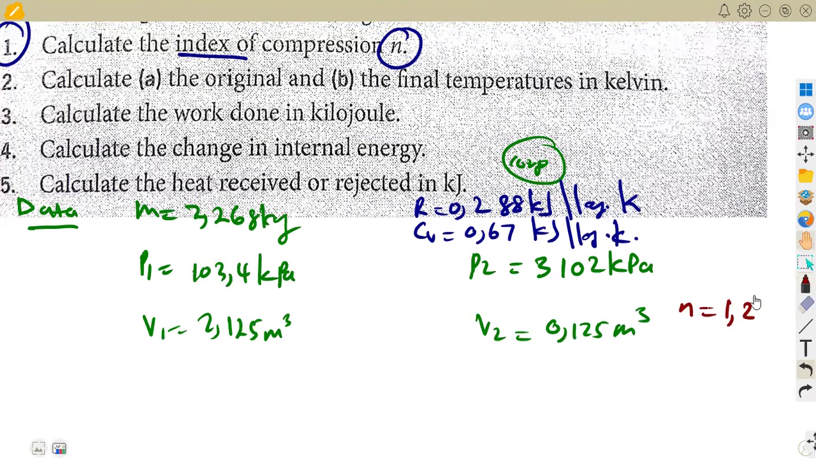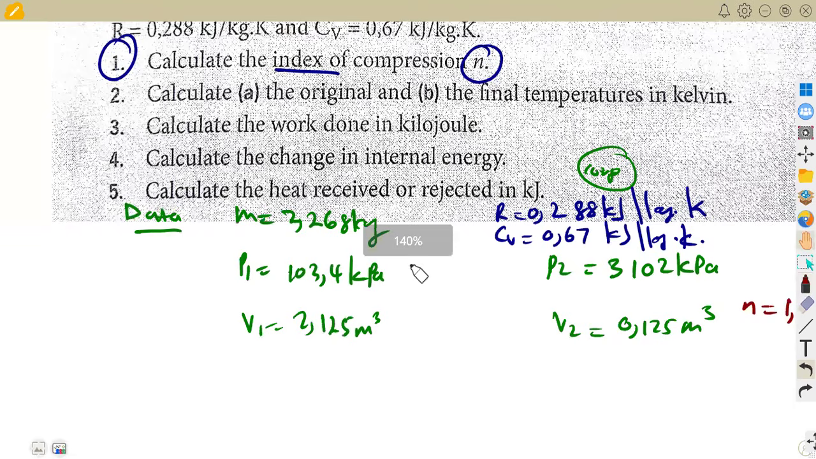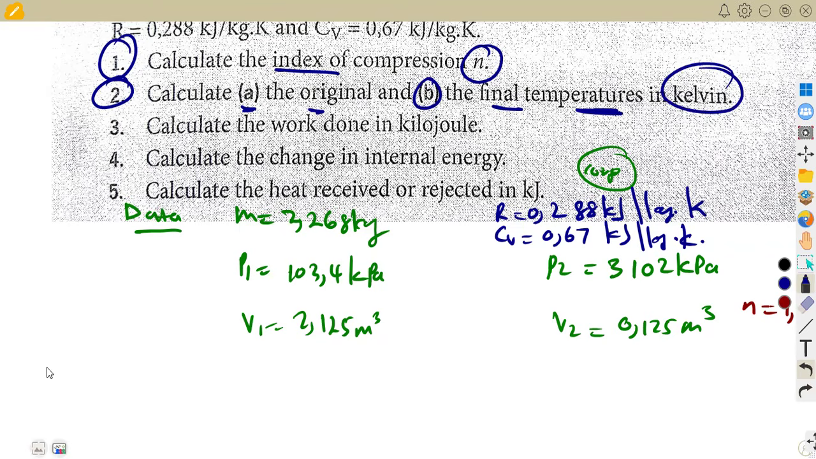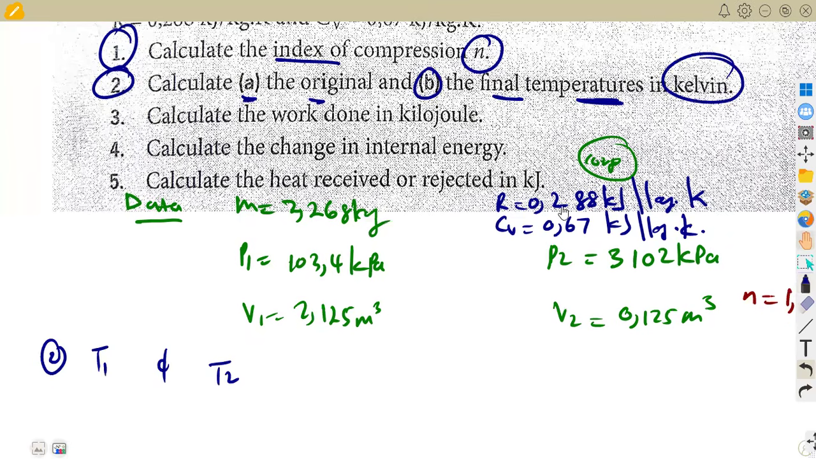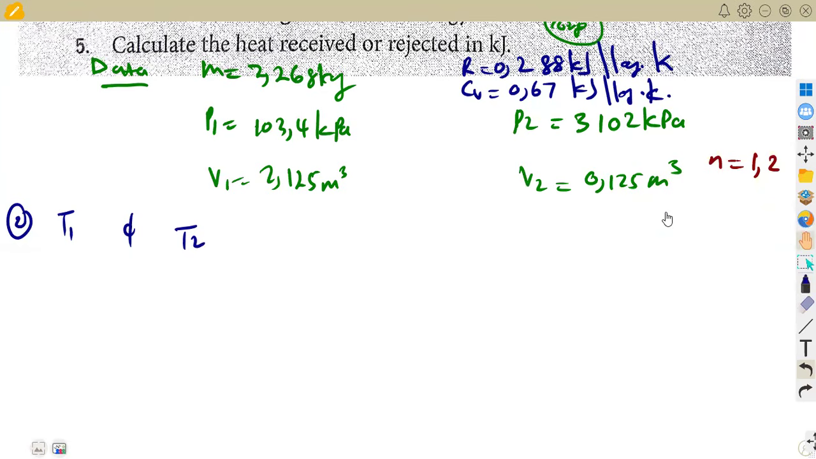All right, then the other part of the question was now to calculate A, the original volume, then B, the final volume, so the original and final temperatures in Kelvin. So we need the temperatures T1 and T2. So I think the PV can work there. PV has got MRT, we've got, yes, everything is there. So you can just use our PV there. PV is equal to MRT.